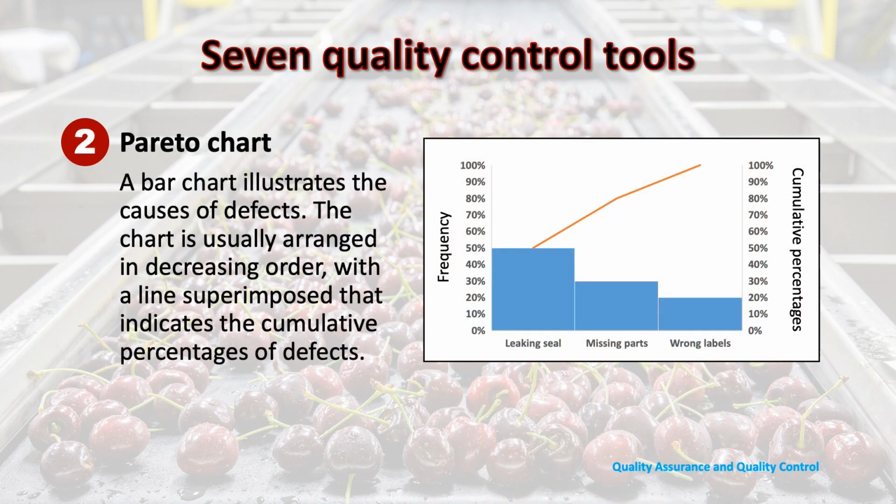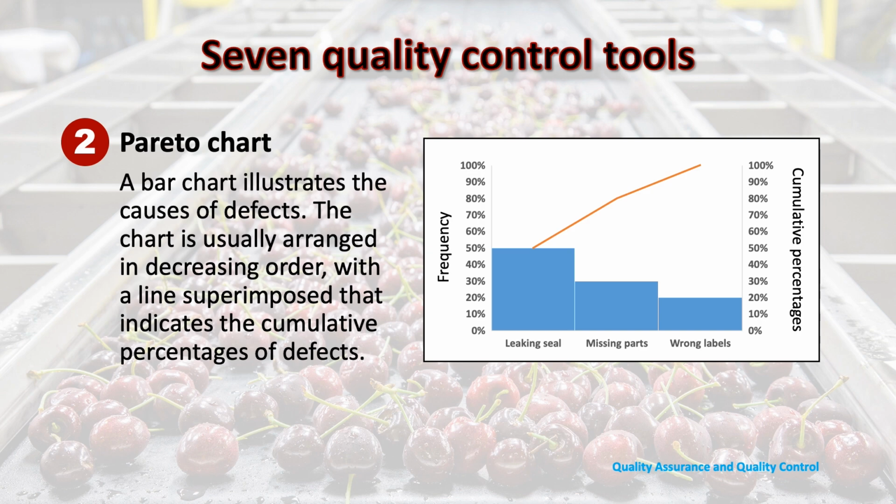The second tool is called the Pareto chart. It is a bar chart that illustrates percentages of various defects. There are 2 components on this chart. As shown on your right-hand side, the height of the bar represents the frequency of each defect. The orange line on top represents the cumulative percentages. The final total of defects equals 100%.